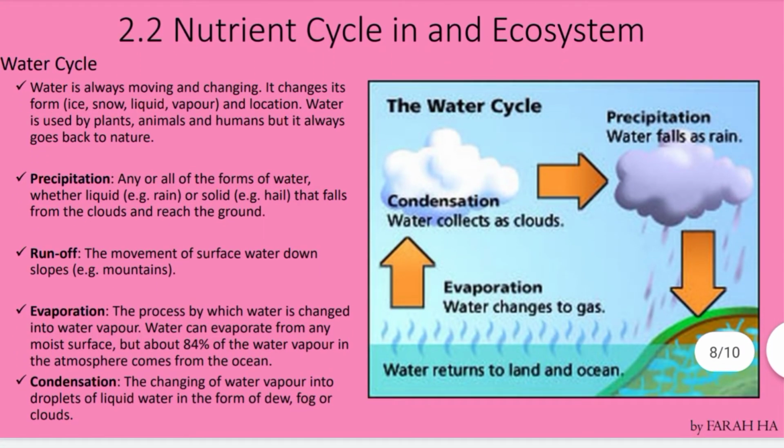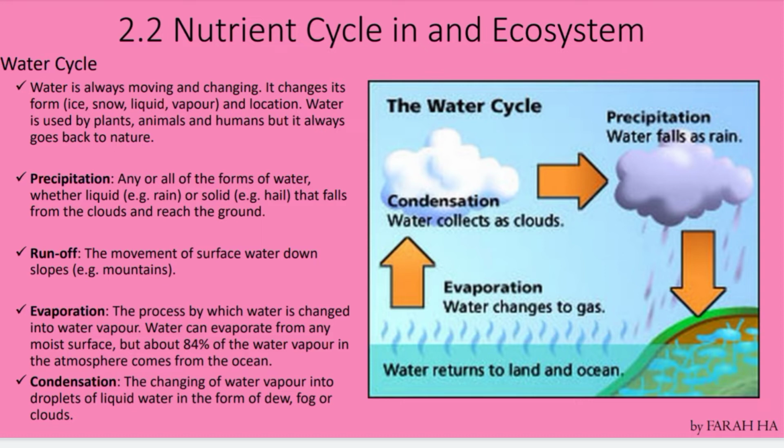So let's move to the next subtopic, which is 2.2, nutrient cycle in ecosystem. So we will learn several cycles that occur in ecosystem, the first of which is the water cycle. Water is always moving and changing. It changes its form and location, forms being ice, snow, liquid and water vapor. So water is used by plants, animals, humans, but it always goes back to nature.